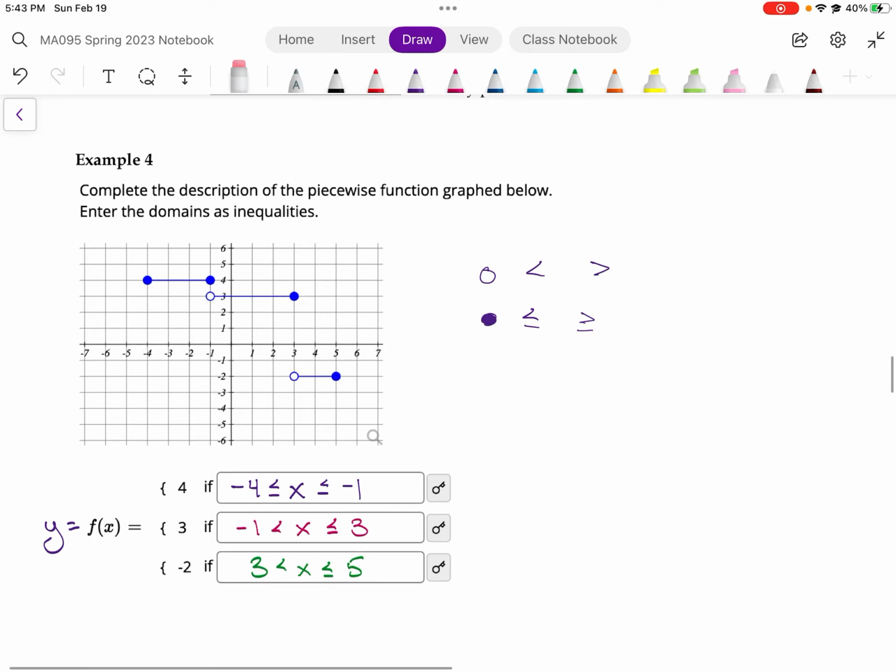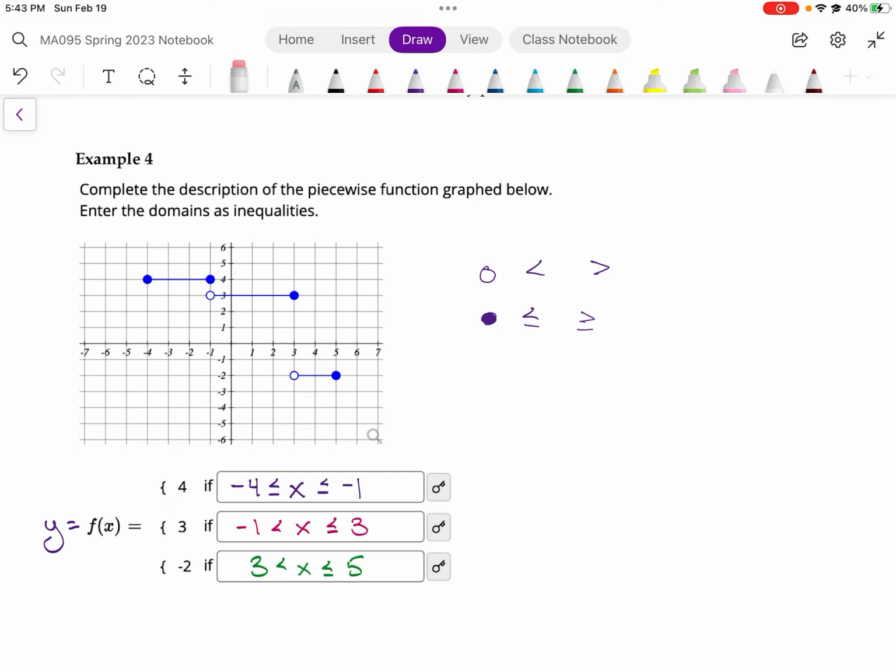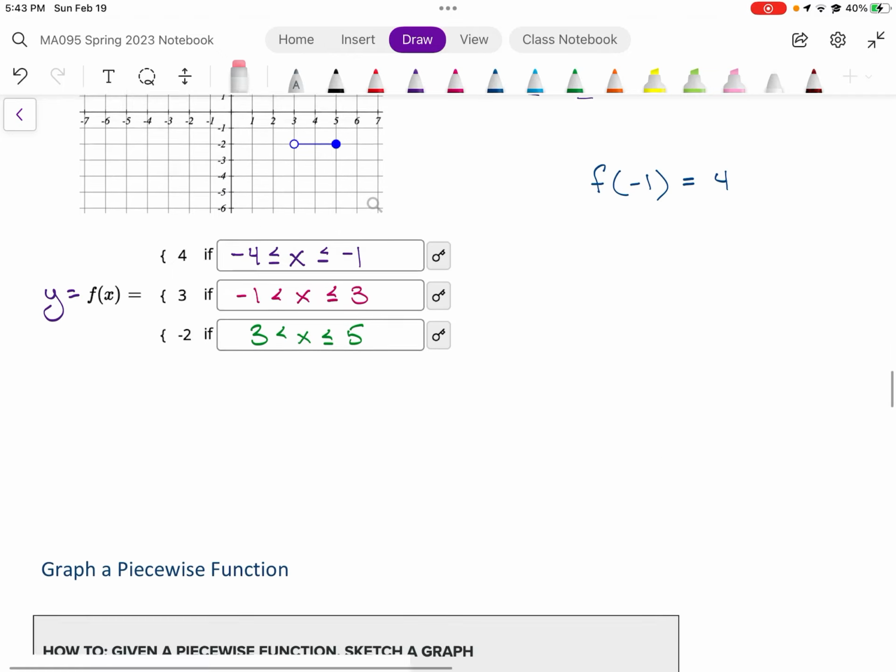All right. So if I said, what is f of -1? What would you say? What is f of -1 from the graph? Well, you'd go to -1 right here, and you'd find where the actual dot is, and it would be 4. So f of -1 equals 4. All right, so let's move on to the next question.